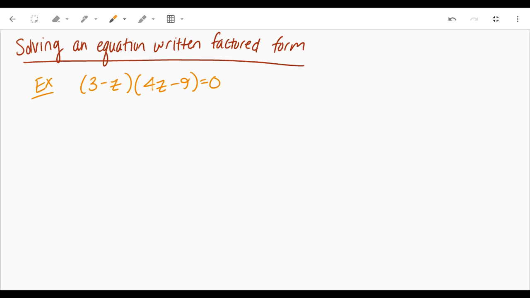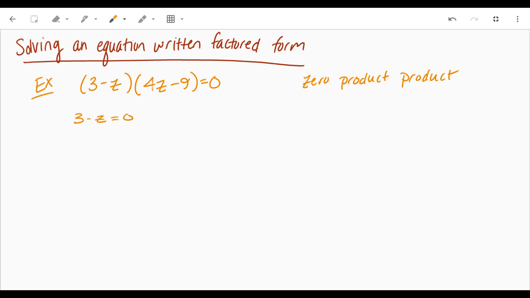And you may remember from Algebra 2 the zero product property, which means if we are multiplying things together and getting 0, then at least one of those things has to be 0. Okay, so all we do is take each factor and set it equal to 0 and solve.